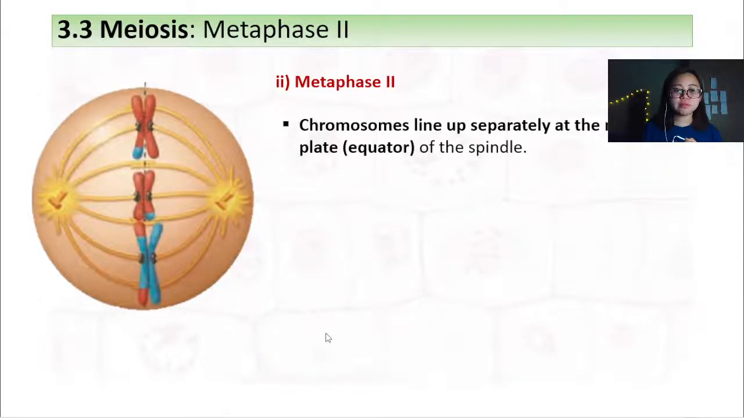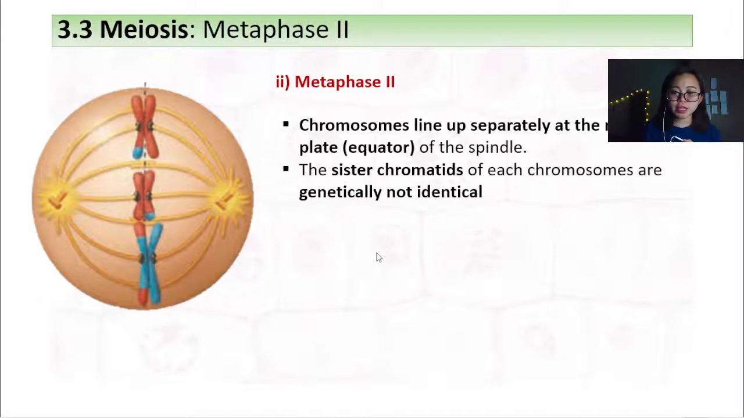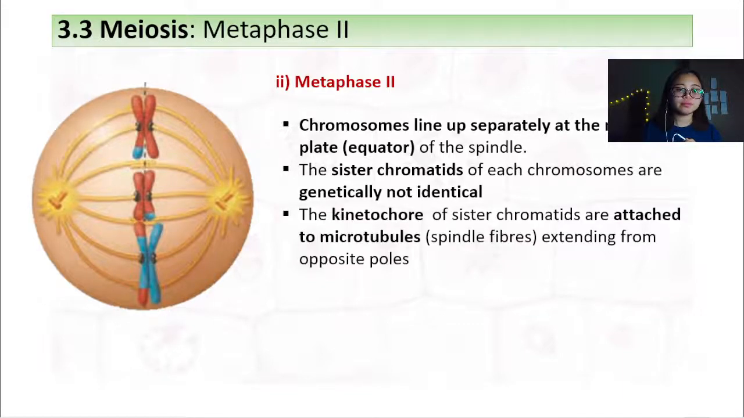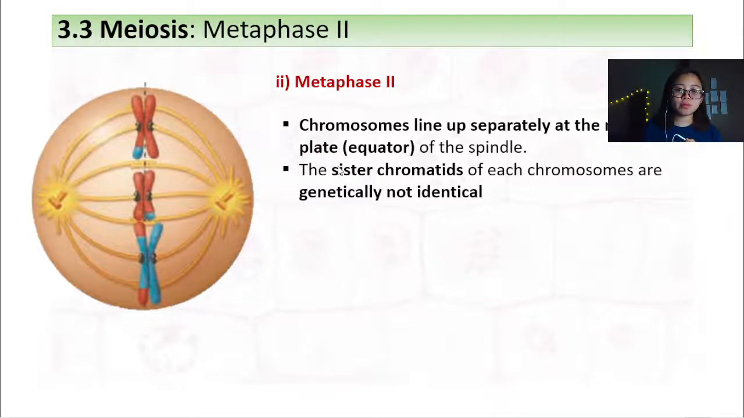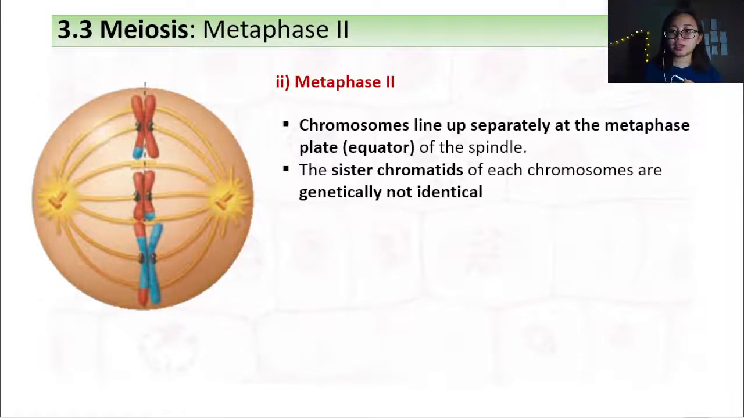So what happens in metaphase 2? Chromosomes line up separately at the metaphase plate. The sister chromatids of each chromosome are genetically not identical. Apa yang maksud poin kedua ini? Sister chromatids of each chromosome are genetically not identical. Kamu tengok dia punya kiri dengan kanan tidak akan membawa maklumat genetik yang sama.